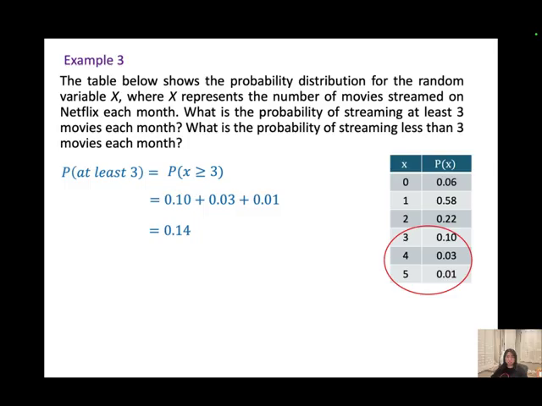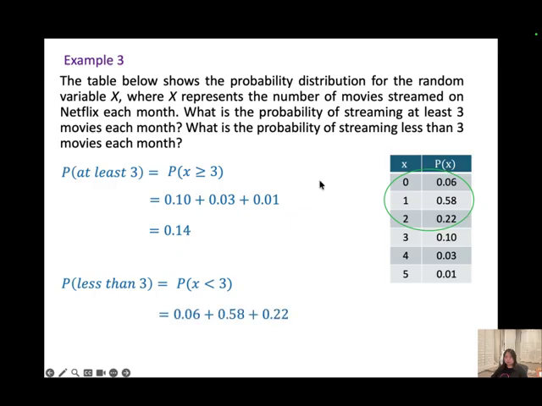Okay, next one. What is the probability of streaming less than 3 movies each month? Less than 3. So less than 3, that's not including the 3, right? So that will be these 3 guys. Add it up. You're going to get 0.86.